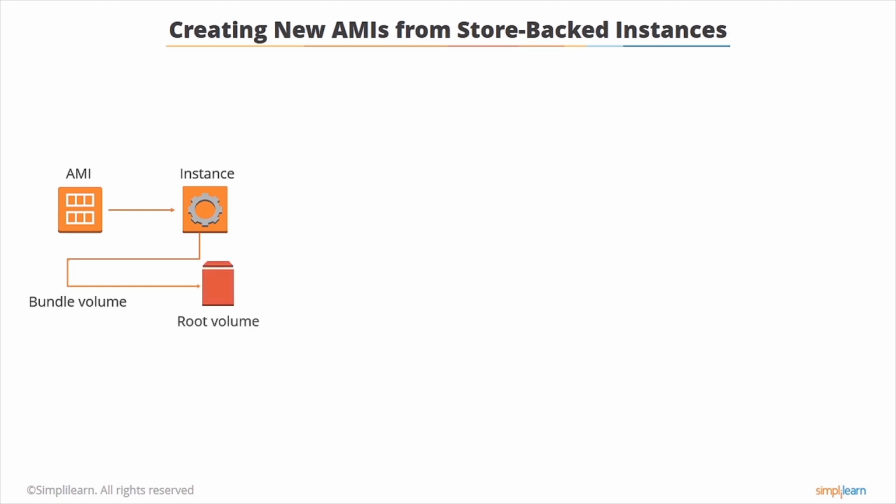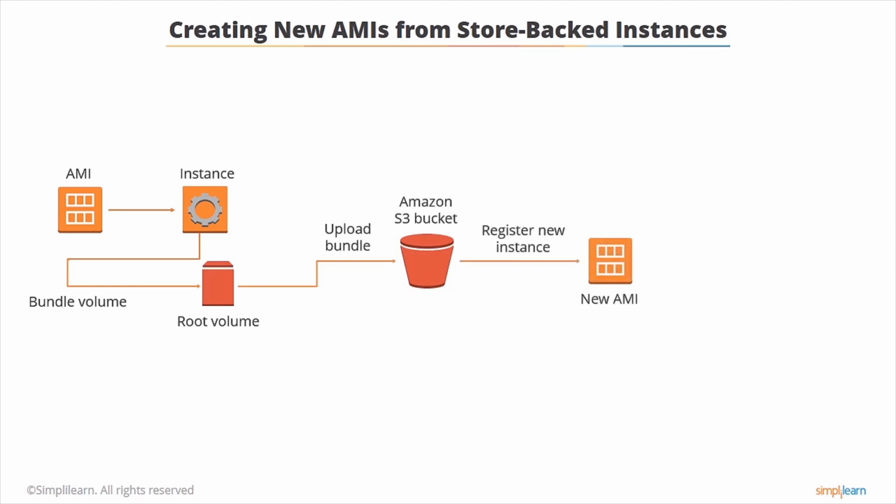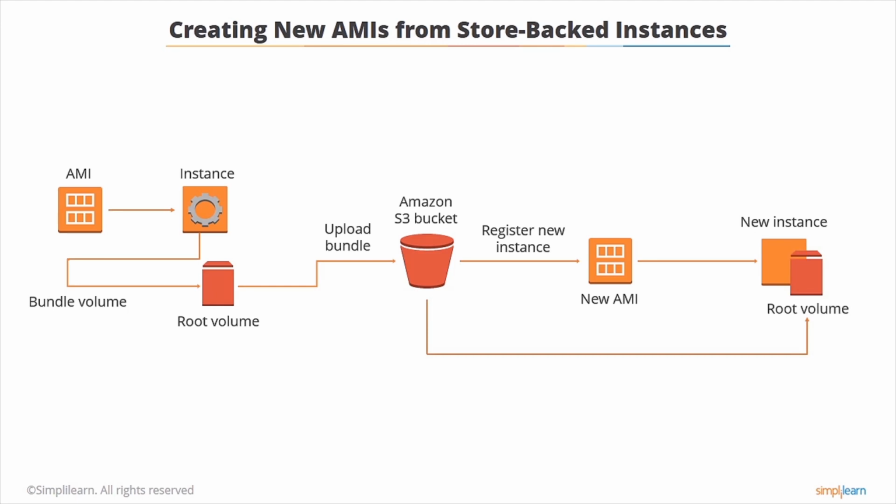After the process completes, you have a bundle, which consists of an image manifest and files that contain a template for the root volume. Next, you upload the bundle to your Amazon S3 bucket and then register your AMI. When you launch an instance using the new AMI, we create the root volume for the instance using the bundle that you uploaded to Amazon S3. The storage space used by the bundle in Amazon S3 incurs charges to your account until you delete it.